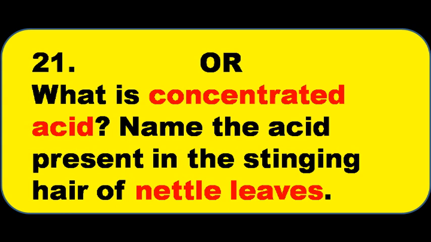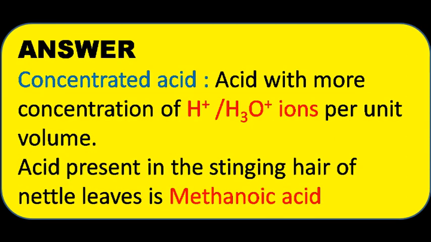What is concentrated acid? Name the acid present in the stinging hair of nettle leaves. Acid with more concentration of H plus or H3O plus ions per unit volume is called concentrated acid. Acid present in the stinging hair of nettle leaves is ethanoic acid.